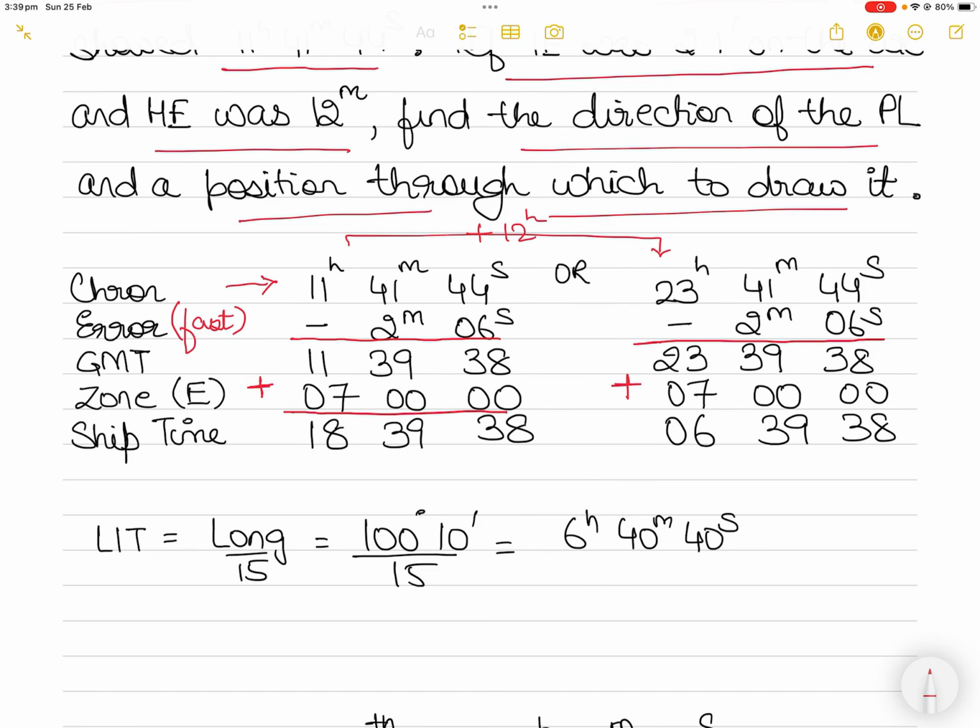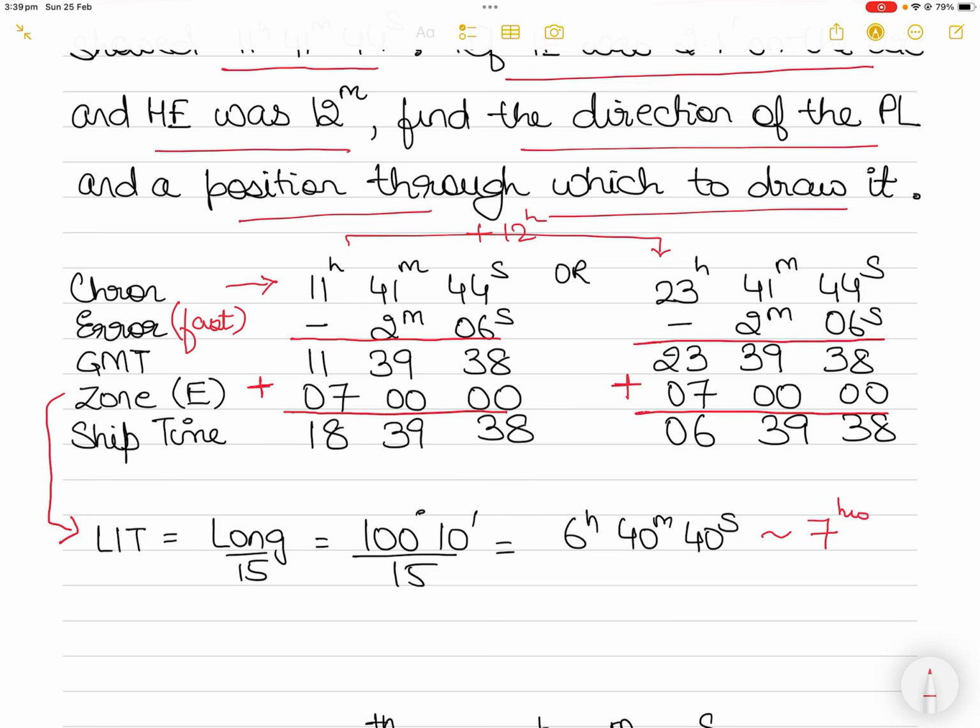What is the zone time? The zone time is basically the longitude in time rounded off. So how do you find the zone time? Well, you just find the longitude in time, which is LIT, by dividing the longitude by 15, and you get 6 hours 40 minutes and 40 seconds, and then you round it off to 7 hours, which is the closest time. So some books will show you GMT and then LIT and then LMT.